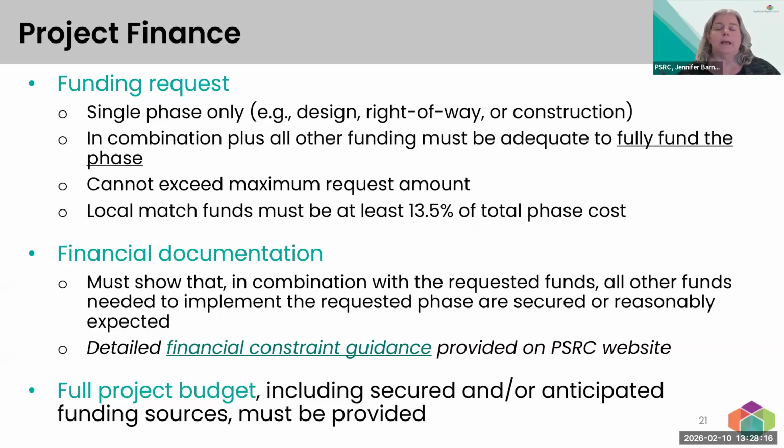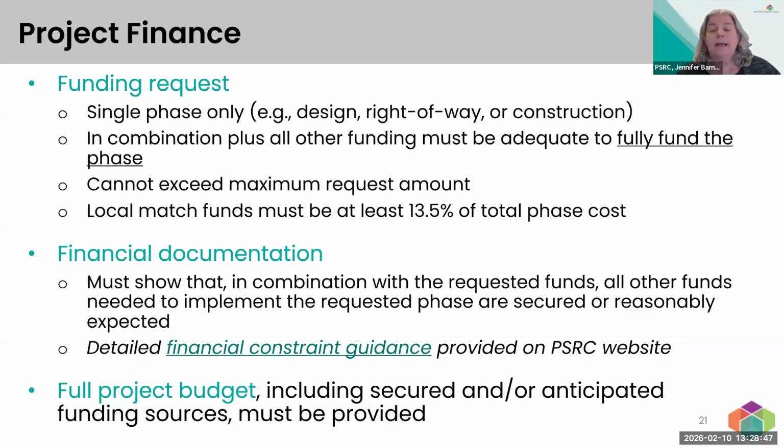So we're looking to make sure that the phase would be fully funded and that also the local match is at least 13.5% of the total phase cost. That is a federal requirement, and something that we also double check when we're going through review of the screening form. We also need financial documentation that shows that, in combination with the funds that are requested, the match funds are all either secured or reasonably expected.